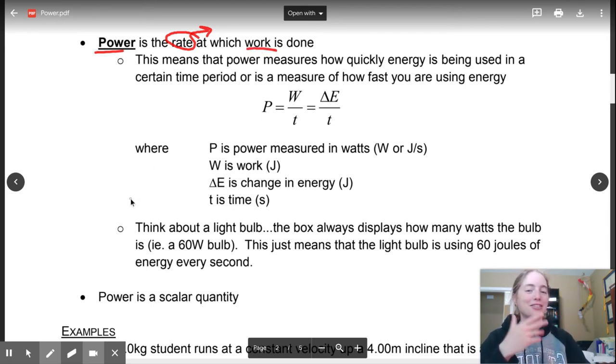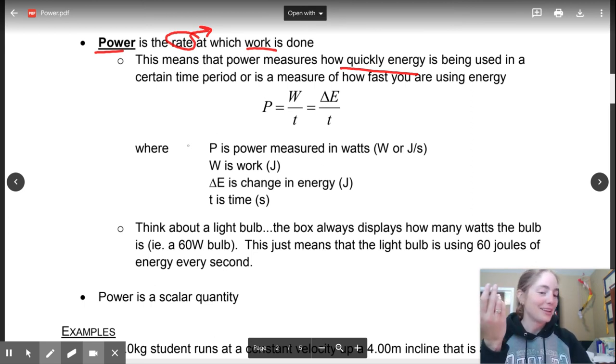Because it's the rate, or how fast energy is used. So if we're talking about a 100-watt bulb, it's going to be using energy a lot faster than a 40-watt bulb. Although we tend to use LEDs now anyway. So, how quickly energy is being used in a certain time period. If you're looking at the power rating of a particular motor or a particular electric appliance, it's how fast it's burning through that energy.